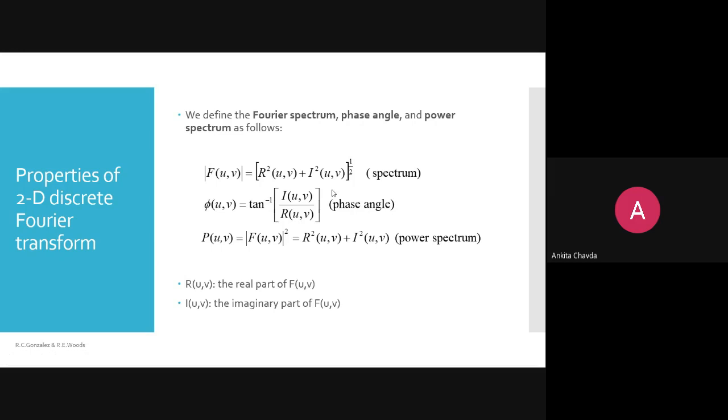Then P of uv, that is your power spectrum. P of uv equals your spectrum raised to 2, just the square of your Fourier spectrum, right? Your Fourier spectrum is already given as R squared uv plus I squared uv raised to 1 by 2. Now it is squared, so the 2 cancels, and this is R squared uv plus I squared uv. That is your power spectrum. And it is already given that R of u is the real part of F of u, and I of u is the imaginary part of F of u.